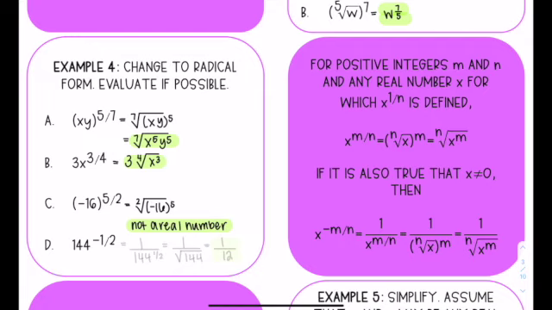And 144 raised to the negative 1/2. The first thing we have to do is flip it to the bottom of our fraction. So we have 1 over 144 raised to the 1/2. And then we can go ahead and rewrite this. So the denominator is now going to become the square root of 144 raised to the first power, but that's just 144. And the square root of 144 is 12. And so we end up with 1 over 12 as our final answer.